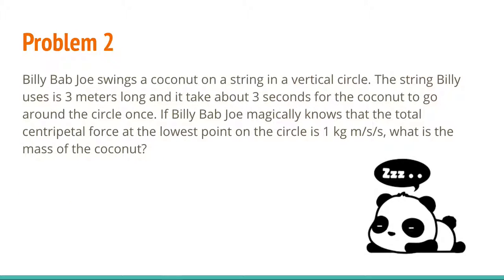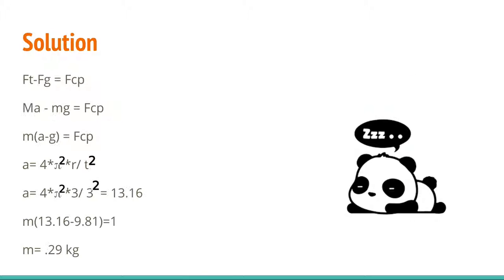We have problem 2. Billy Bob swings a coconut on a string in a vertical circle. The string Billy Bob uses is 3 meters long, and it takes about 3 seconds for the coconut to go around the circle once. If Billy Bob magically knows that the total centripetal force at the lowest point of the circle is 1 kilogram meters per second squared, what is the mass of the coconut? Usually we're given the mass and we're trying to find out what the centripetal force is, but here we're actually given the centripetal force and we're going to have to go hunt down the mass.